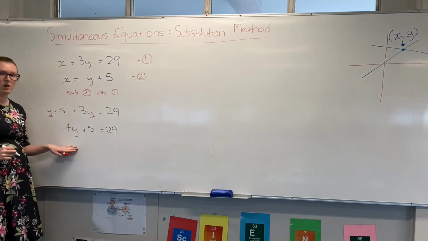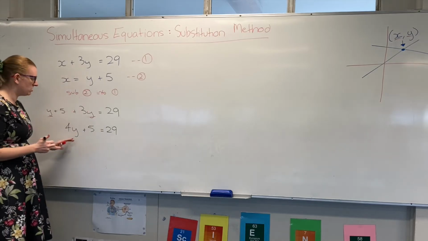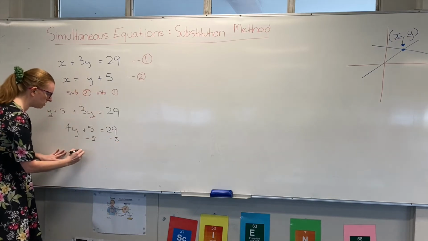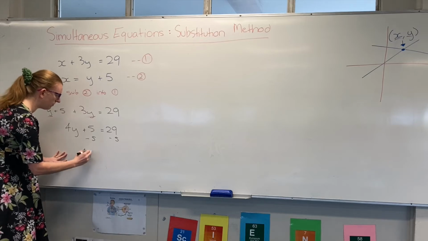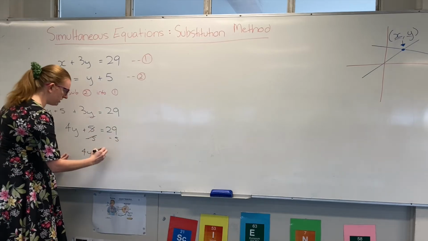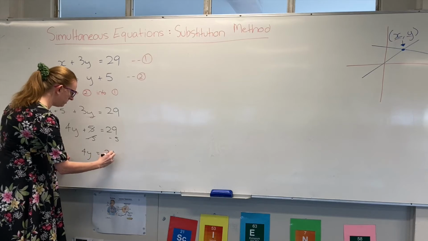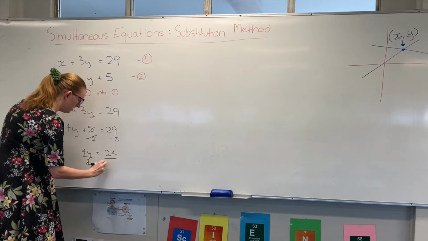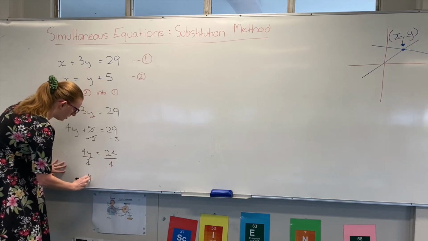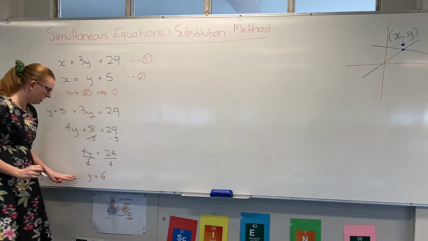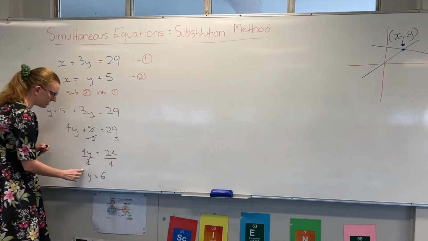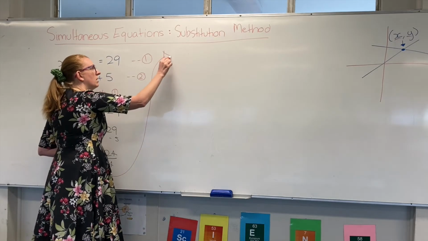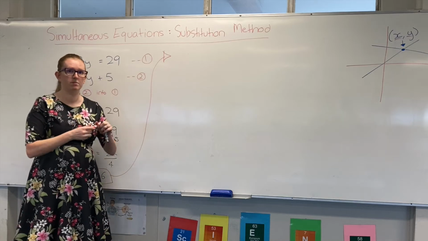How do I get y on its own? I need to move everything away that's not y, so I'm going to minus 5 from both sides. So now I've got 4y is equal to, let's see, that'll be 24. Now I need to divide both sides by 4. And I'll get y equals 6. Cool, there's half of my answer. But I can't stop there because I now need to find the x value.